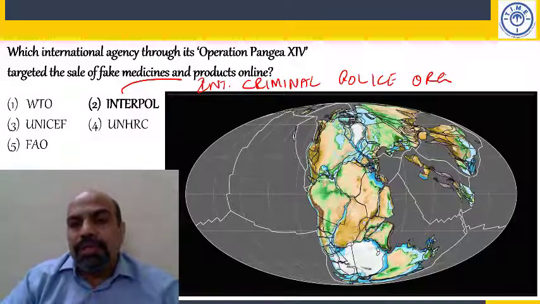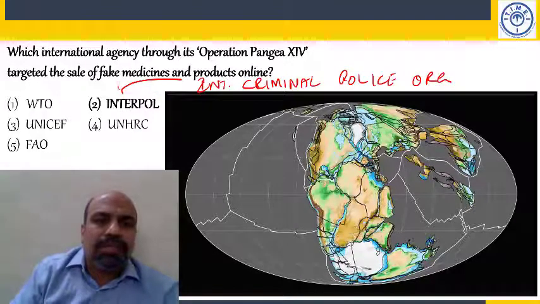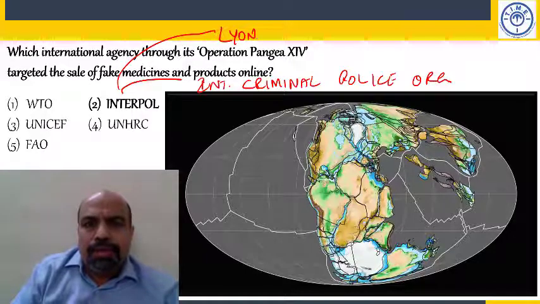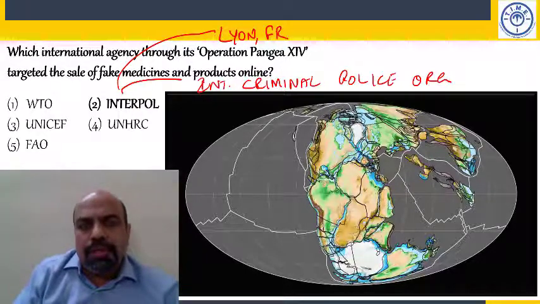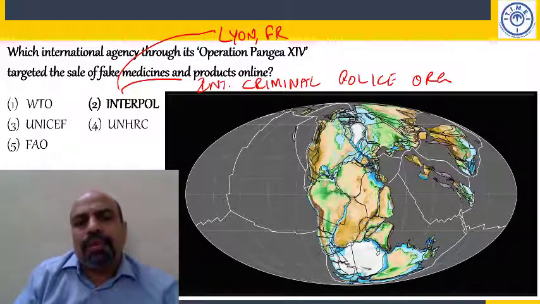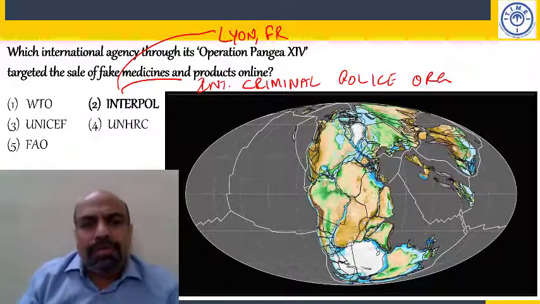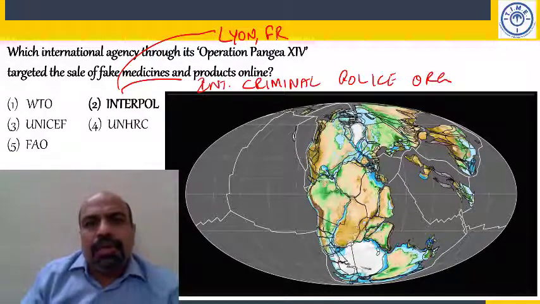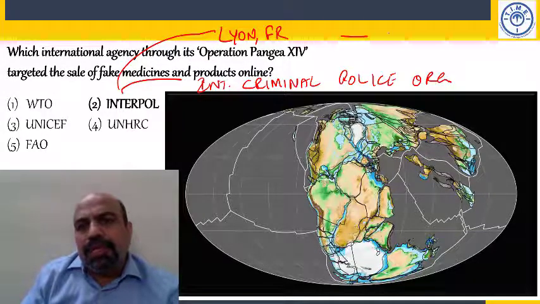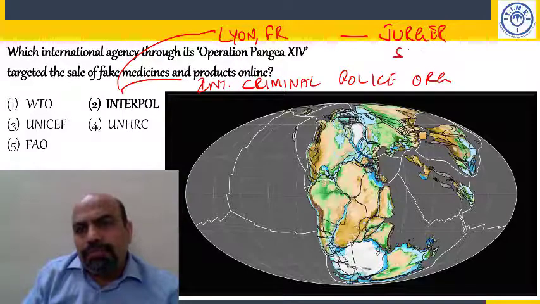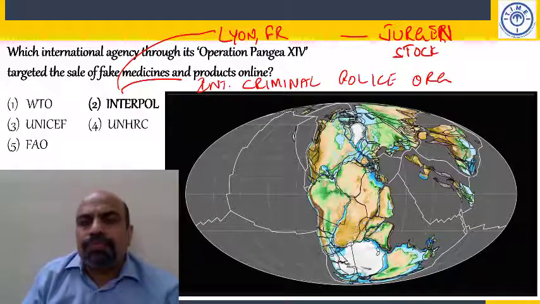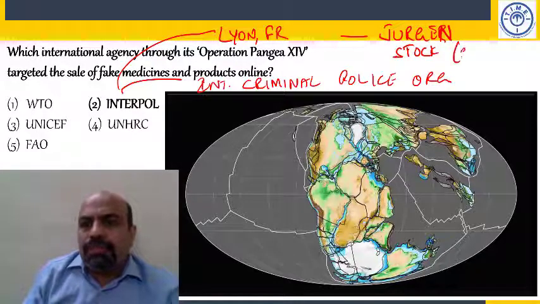Now I want you to know something here. Its head office, just write head office, only for this organization: Lyon, France. And you could also write one more thing about this. Its Secretary General is Jürgen Stock. Jürgen Stock is from Germany.